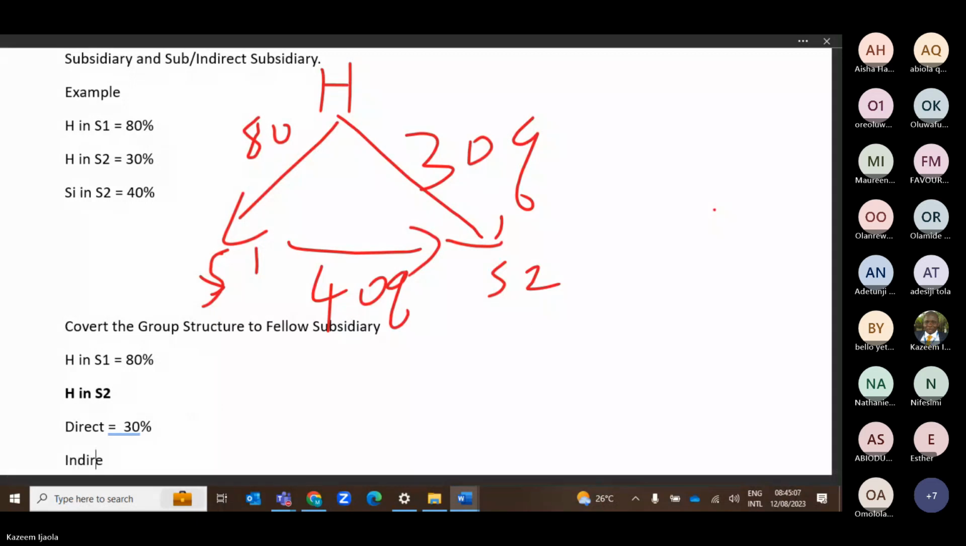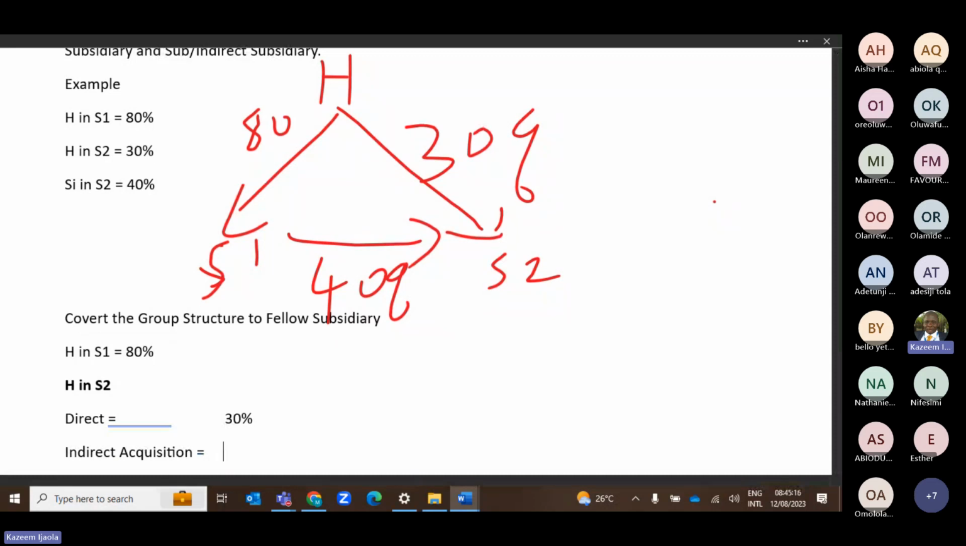Whereas the indirect acquisition, who can give me the indirect acquisition for H in S2? I need an answer, please, fast. What is the indirect acquisition for H in S2? That's what I need. 32. 32%. How did you arrive at 32%? 80% of 40%. Okay, that 80% is what H owns in S1, right? Yes. So you just multiply it by what S1 owns in S2. So that's 32%. Clap for yourself.